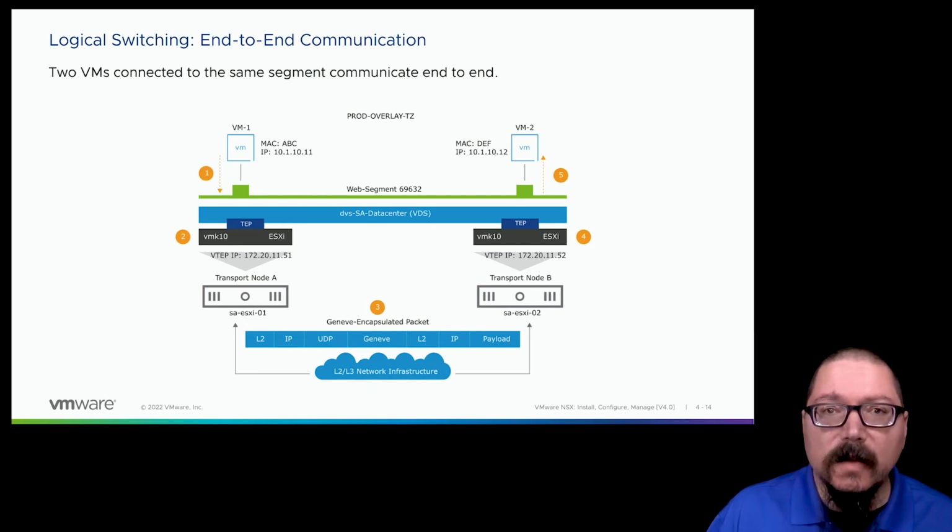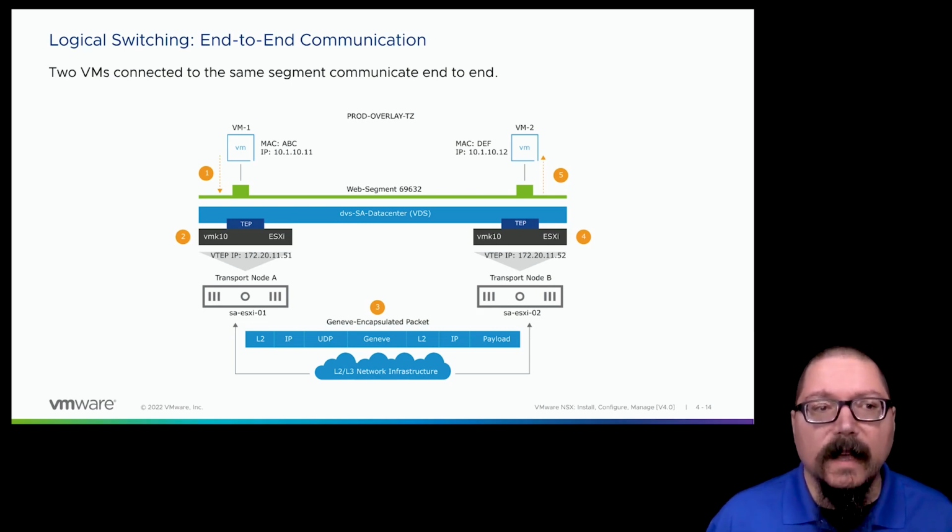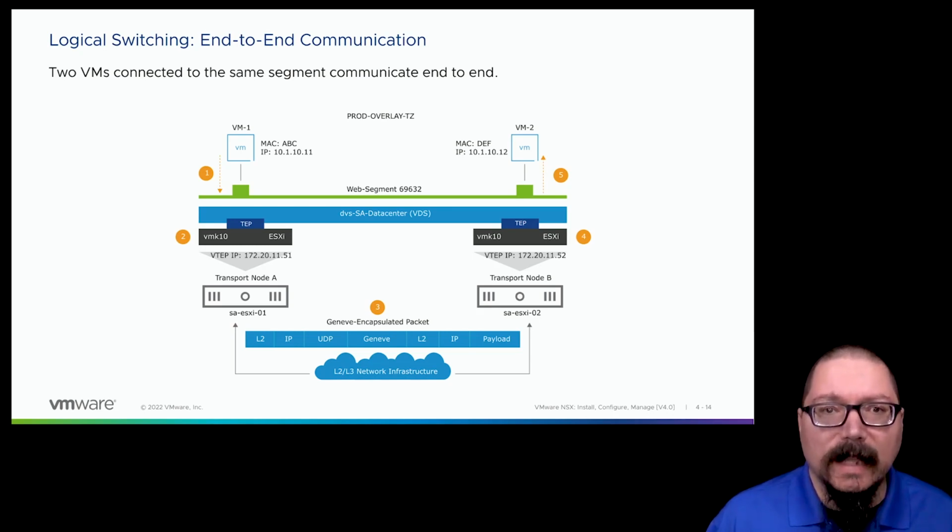So if we look at what's going on here, Virtual Machine 1 wants to talk to Virtual Machine 2. So Virtual Machine 1 is going to send out an Ethernet frame destined for MAC address DEF. And we're going to get that at the virtual switch and look for that destination MAC address, just like any other switch would do. Where do I need to forward this frame to get it to its destination? And we're going to identify that MAC address DEF actually lives on a different transport node. So we're going to take that Ethernet frame, wrap that up in a Geneve packet.